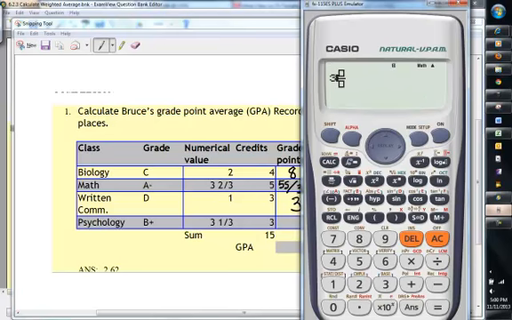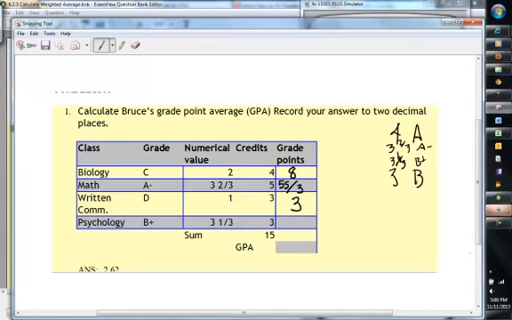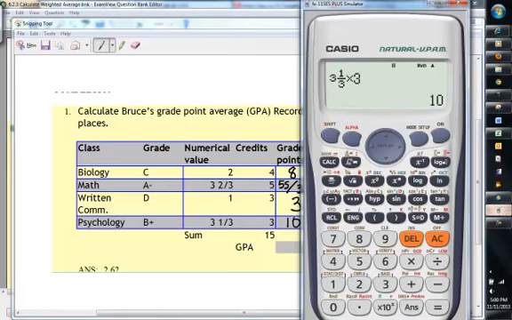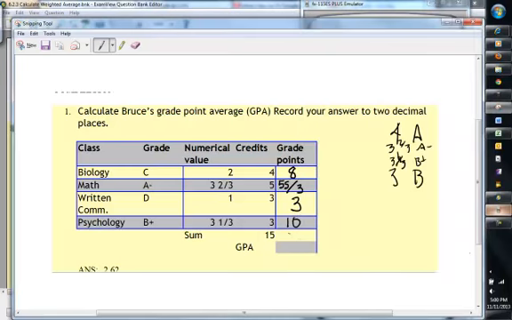Shift 3, 1/3 times 3 is 10. Now we just add these together. 10 plus 8 plus 3 plus 55/3 is 118 over 3. So this sum is 118 over 3.